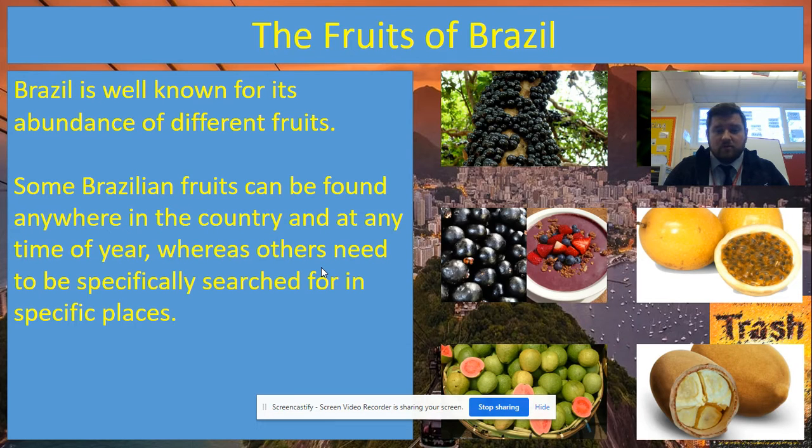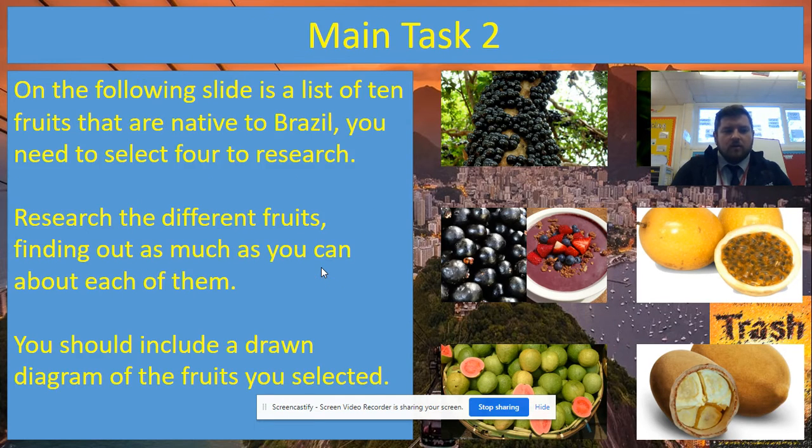Obviously, the Amazon rainforest that is part of Brazil has a huge number of very, very special, unique species that aren't found anywhere else on Earth. And that's why some of these fruits can only be found in Brazil. So I'm going to give you a list of 10 fruits, and it's on the next slide, but I'm also going to put it onto Seesaw for you. And I want you to select 4 of these. You're going to research the fruits and find out as much as you can about them.